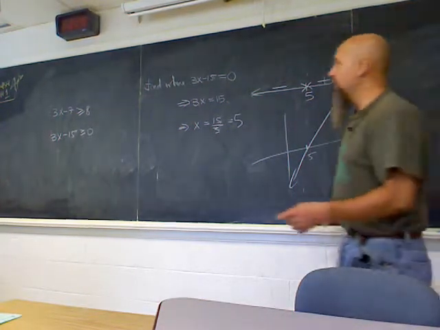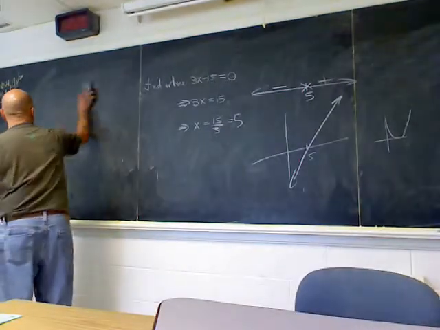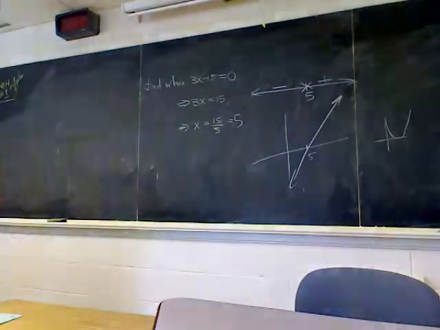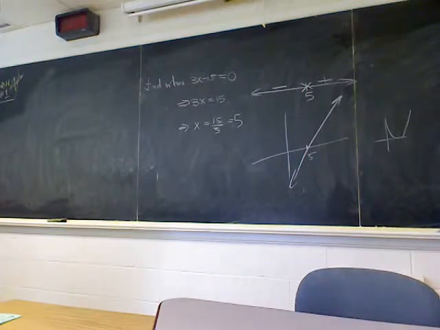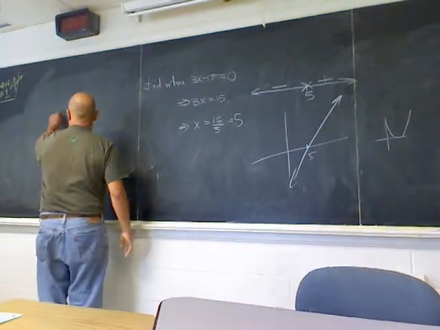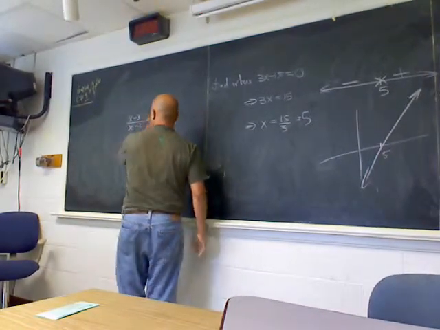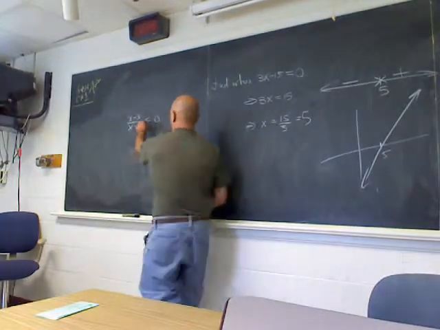So the next one was, let's try number 3. Number 3 says x minus 3 over x minus 2 is what? Like that. Or equal.